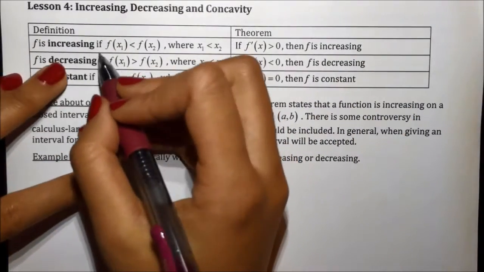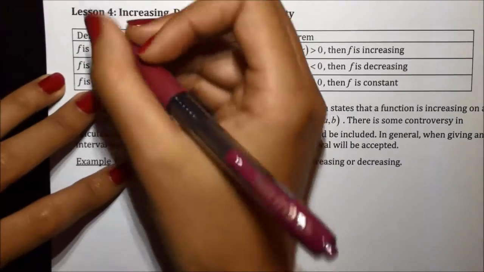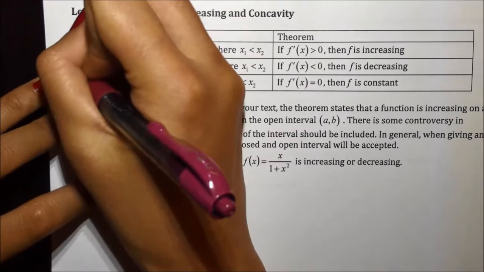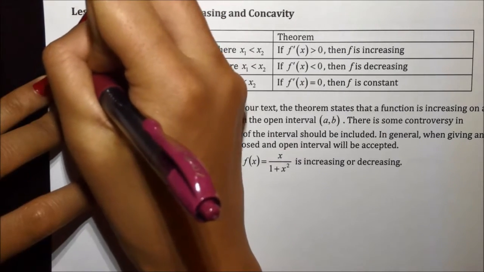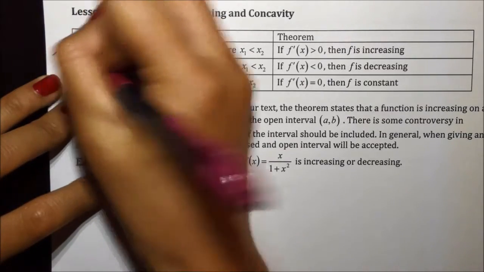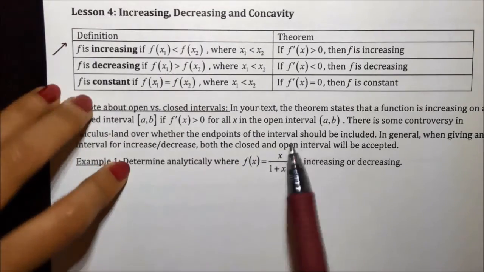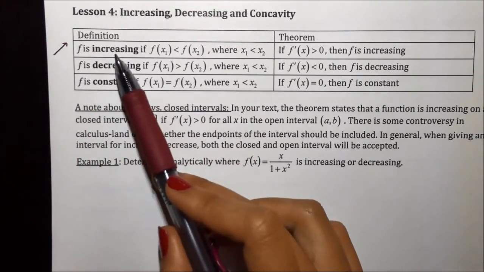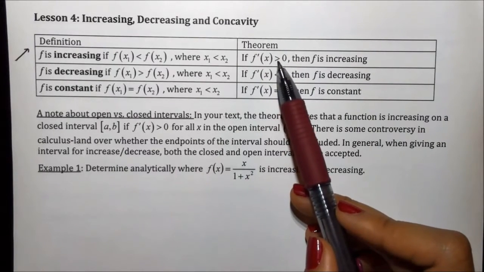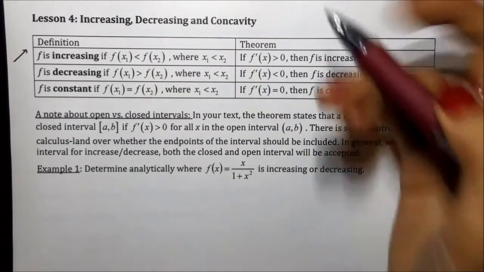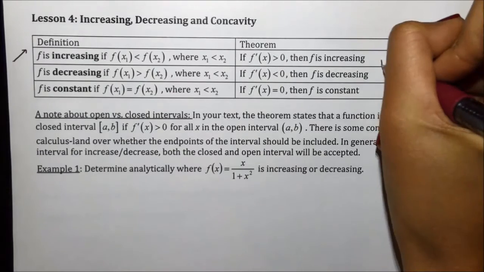So increasing, most of you just know that f increasing means that you have a function that is trending in the upwards direction as you read from right to left. If f is increasing, then the derivative is going to be greater than 0. So that means that the derivative is positive.